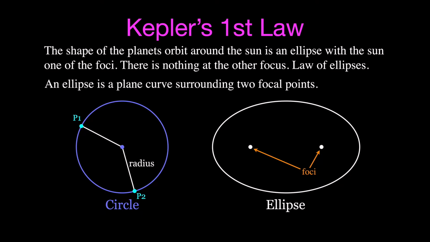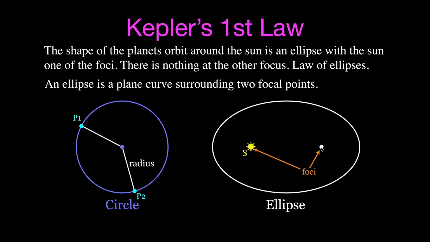And as he said above in his first law, the sun is at one of the foci, and there's nothing else really there at the other focus. So we have the sun at one location and nothing over here. But we do have a focus, and that's a point that we can put there, but there's nothing physically there.